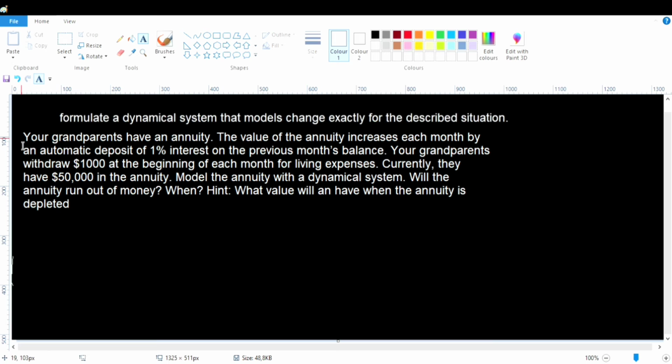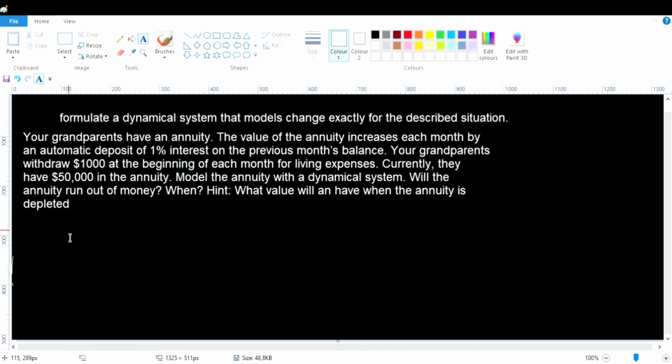Will the annuity run out of money? Yes, but I'm not sure when. The following question is when. We are going to calculate that. Hint: what value will an annuity have when the annuity is depleted? Okay, first step here, we have to identify the initial value.